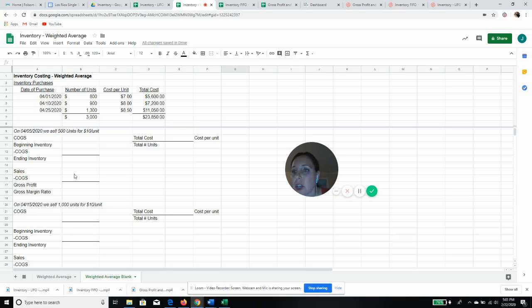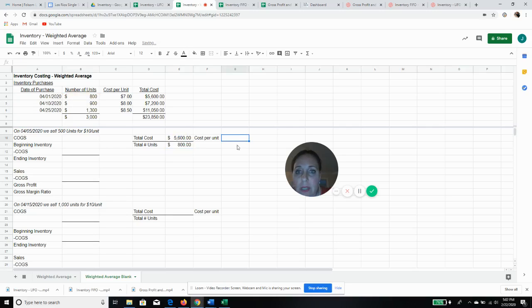All right, so same example as last time. We have the exact same purchases as we did for FIFO and LIFO. On April 5th, we sell 500 units for $10 a unit. So the first thing we want to do is calculate our weighted average cost per unit. Our total cost at this point is $5,600, because it's April 5th, we've only purchased the first batch. Our total number of units is 800.